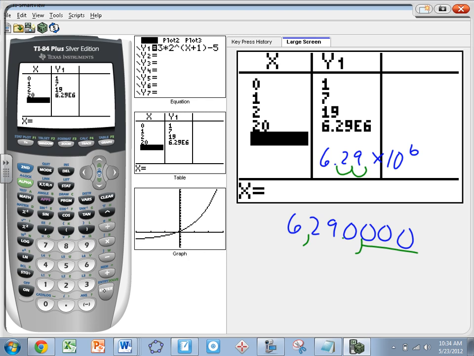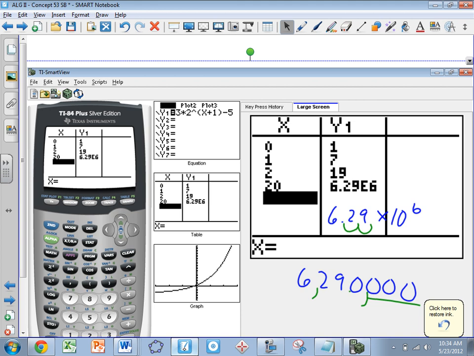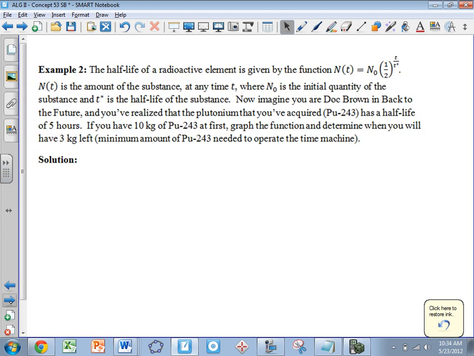All right, let's go to the next problem. Let's take a look at the second one now, at the bottom of your page. Can I get a reader for this one, please?